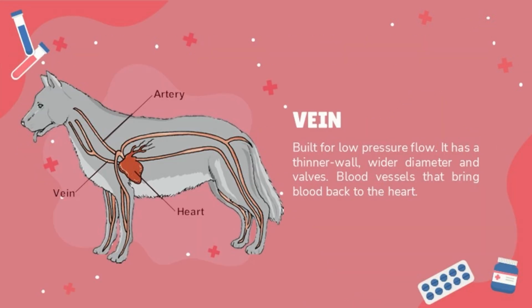Moving forward, let's talk about the vein. Vein is built for low pressure flow. It has a thinner wall, wider diameter, and valves, blood vessels that bring blood back to the heart. So veins, sa Tagalog, ito ay tinatawag na ugat. Ito ay parte ng katawan ng tao o hayop na kung saan dumadaloy ang dugo. And when we say small veins, these are the so-called venules.